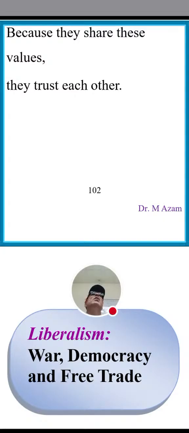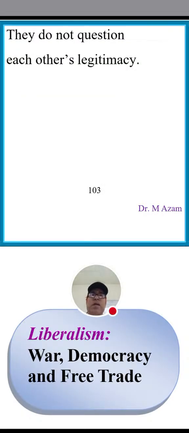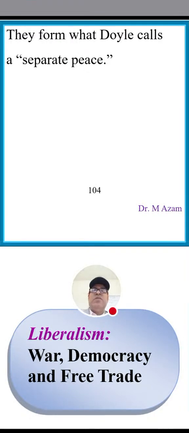Sometimes wars start because of a trust deficit. It also leads to wars. When states become democratic, they trust each other, and it lessens the chances of war. They do not question each other's legitimacy. They form what Doyle called the separate peace.